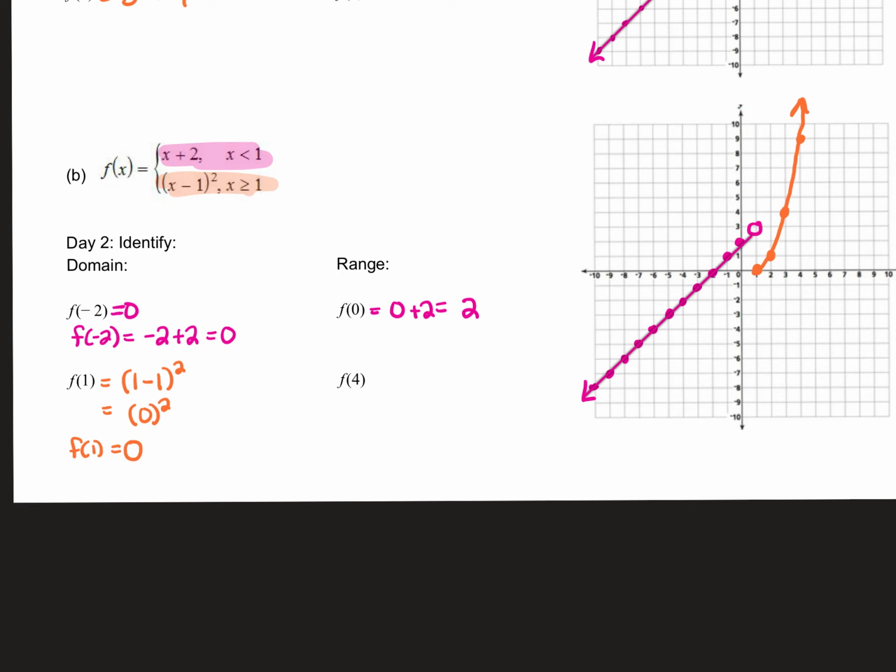I can verify this by looking at my graph. F of 1 means find when x is 1. That's right here. Now, once again, we have maybe 2 possibilities here, so you really have to be careful because only one of those is an actual closed circle. The closed circle, remember, means that you include that value on your graph. The open circle here means that everything up to but not including x equals 1 will be included on this part of the graph.